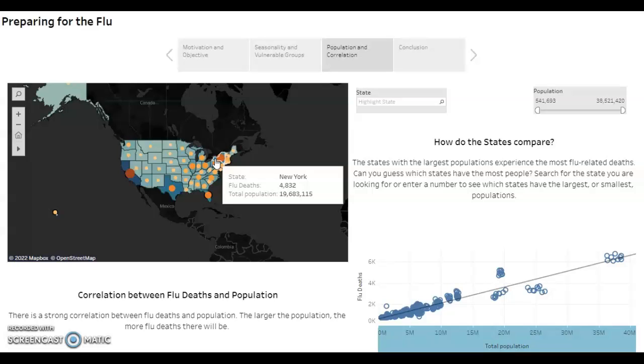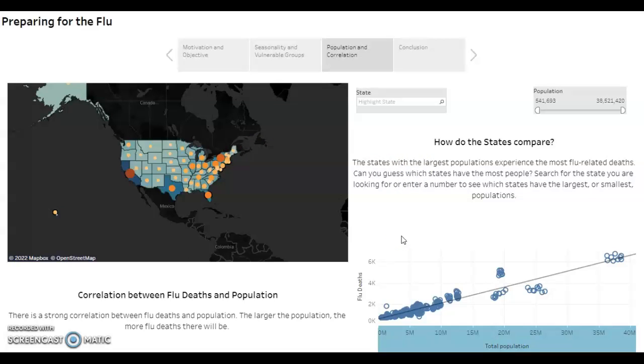Unfortunately, there's not enough data to fully understand why this is the case, since typically population is the biggest indicator to how many flu-related deaths a state will experience, but we theorize it could be weather-related or due to vaccination rates, or perhaps a combination of both.